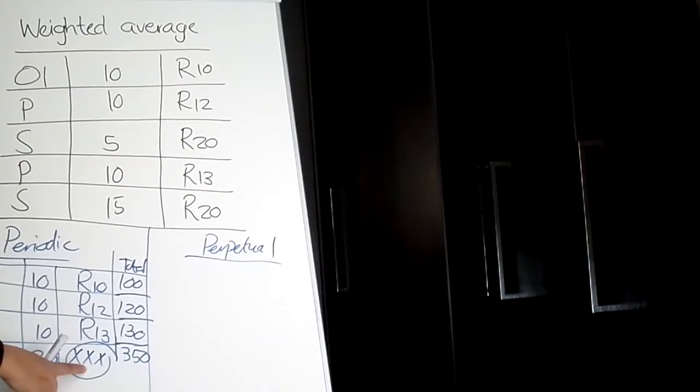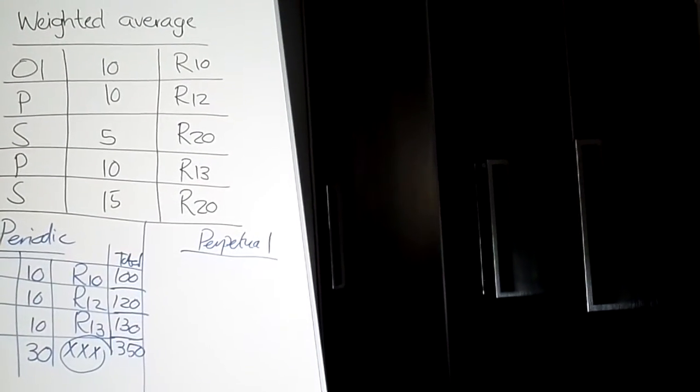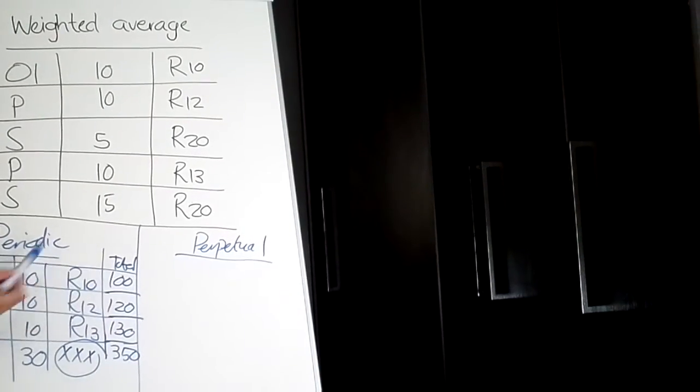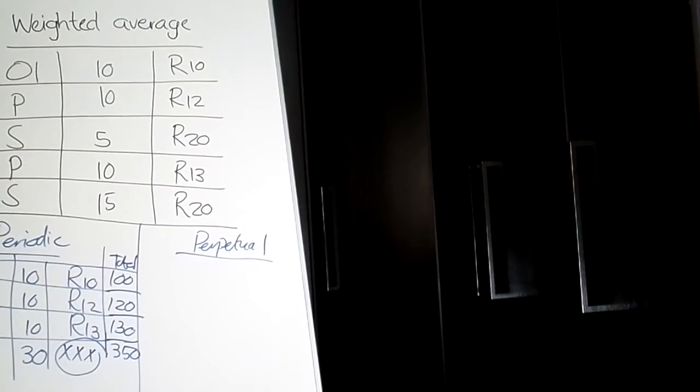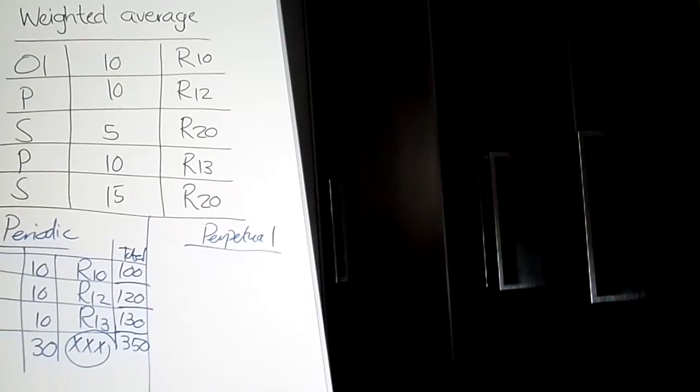So you'll notice the periodic method is slightly easier than the perpetual method because you're only calculating the weighted average cost once for the whole period.